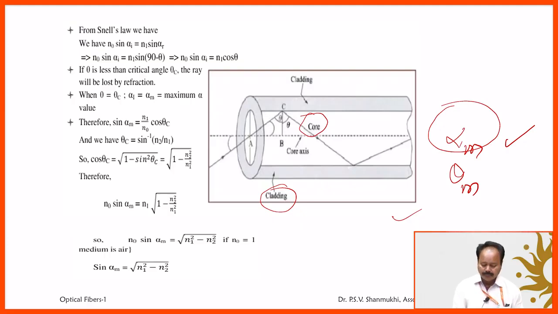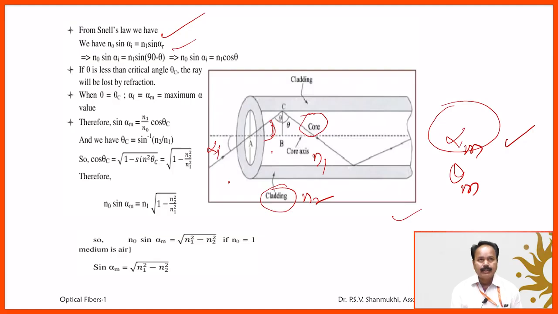Now you just observe, wherever there is a reflection and refraction, we can apply Snell's law. Suppose our assumption is that the core refractive index is N1 and the cladding refractive index is denoted by N2. The incident angle is denoted by alpha I, and the angle of refraction is alpha R. Let us apply Snell's law at this interface. Applying Snell's law, what we get? Observe: N0 sin alpha I is equal to N1 sin alpha R.